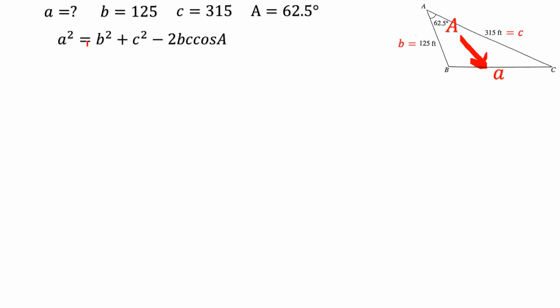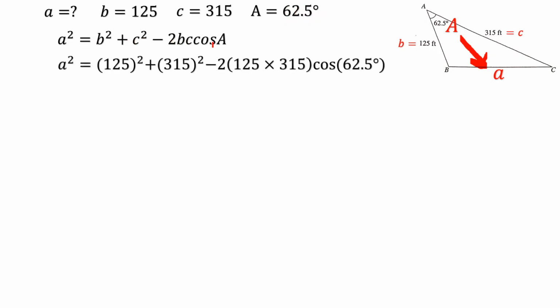Okay, this is the cosine rule. It says A squared equals B squared plus C squared minus 2 times B times C cosine of A. So let's substitute. We know that B is 125, so it's going to be 125 squared. We know that C is going to be equal to 315. That's 315 squared. We keep the 2, but we've got to multiply B times C. B is 125. C is 315. Multiply that by cosine of the given angle, which is 62.5.